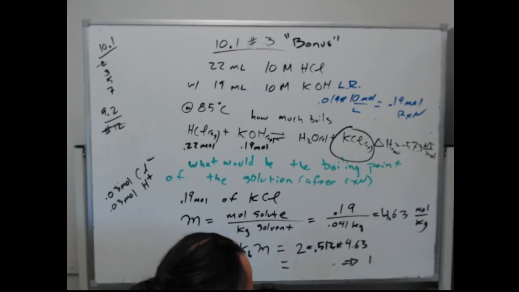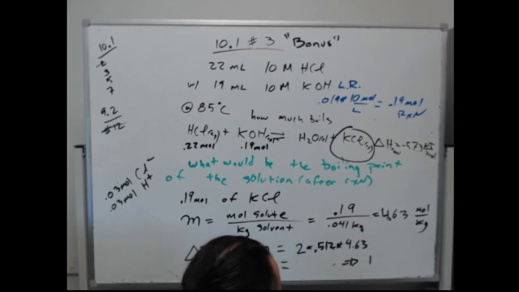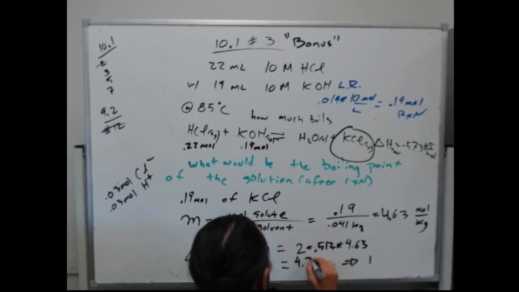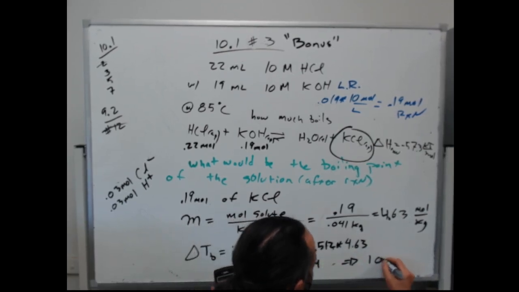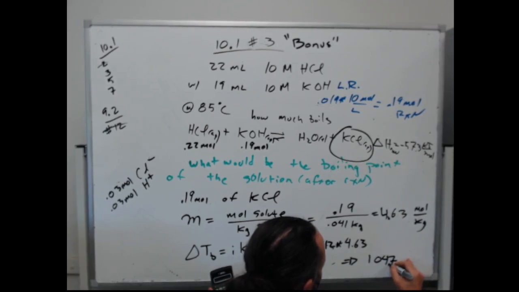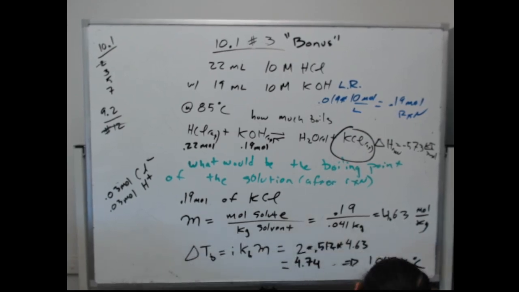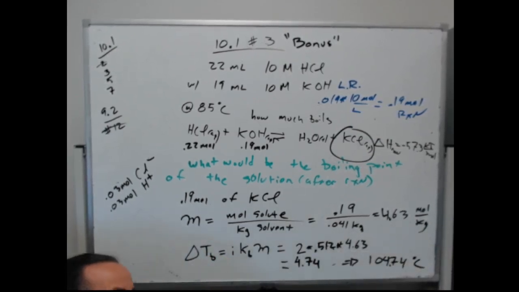Let's try that again. 2 times 0.512 times 4.63. No, okay, that's 4.74. 104.74 degrees Celsius. Okay, that's way less absurd. Thank you for catching that.